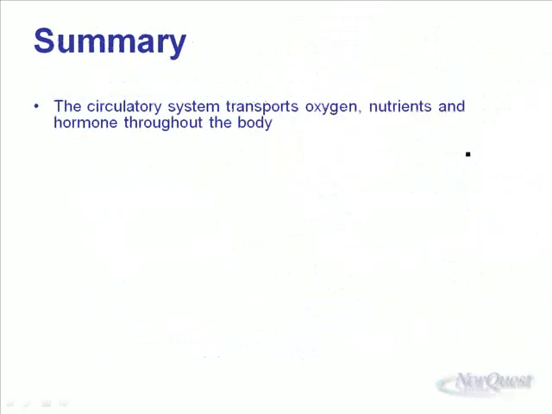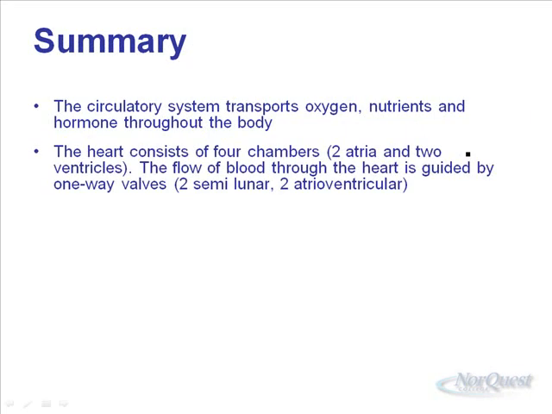So from this lecture, you should get the idea that the circulatory system transports oxygen, nutrients, and hormones through our body. The heart consists of 4 chambers, 2 atria, 2 ventricles, and the flow of blood is guided by those one-way valves. There's 2 semilunar valves, 2 atrioventricular valves. You also want to be able to name all the vessels that are associated with the heart. So name the vessels, the valves, and the chambers associated with the heart.